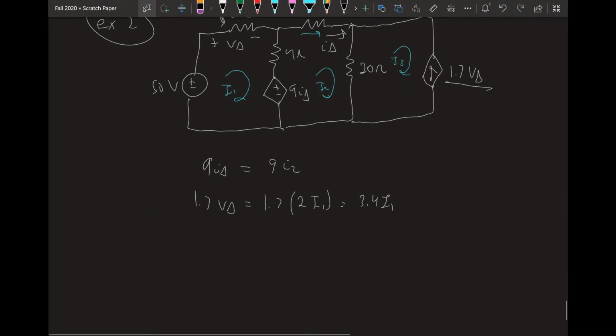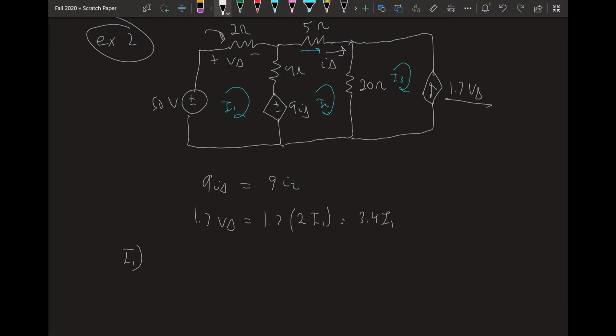Now we can write our equations for each of our meshes. So for I1, we go up the voltage source. It's a rise in voltage, so I put a negative 50 plus 2 ohms times I1, since it's the only thing there, plus 4 times I1 minus I2, and then plus 9I delta. Now, this is a voltage source, but I'm putting a plus here because in the direction we're going, from negative to positive, we're dropping voltage, not adding, right? So it's going to be a positive in my KVL equation. Does that make sense?